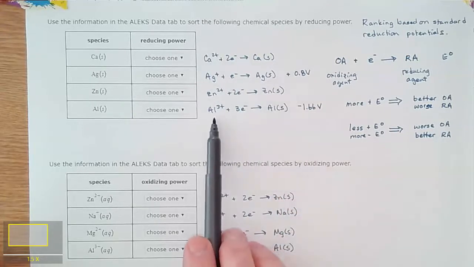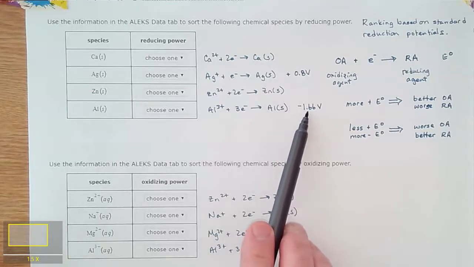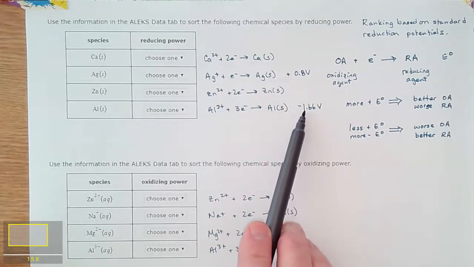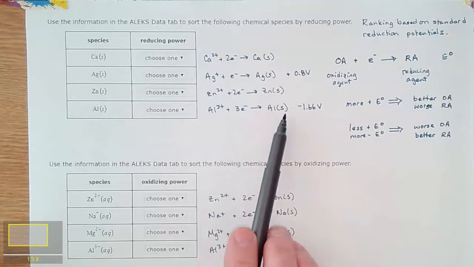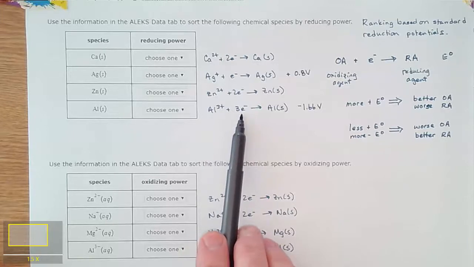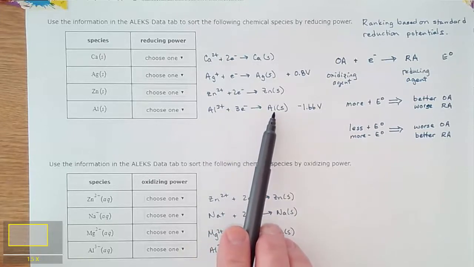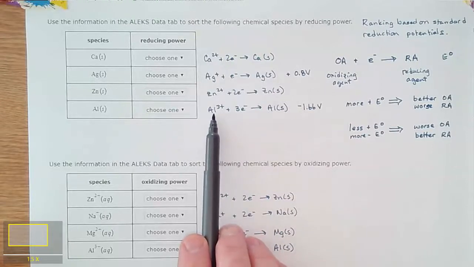If we look at aluminum, aluminum 3 plus can pick up 3 electrons and become an aluminum solid, and the E0 is negative 1.66. So that tells me that, especially compared to the silver, this reaction really does not want to happen very much, that there's not much motivation for aluminum 3 plus picking up 3 electrons and becoming aluminum solid. On the other hand, we can think of this negative number as telling us that aluminum solid really is fairly interested in giving up 3 electrons and becoming aluminum 3 plus.